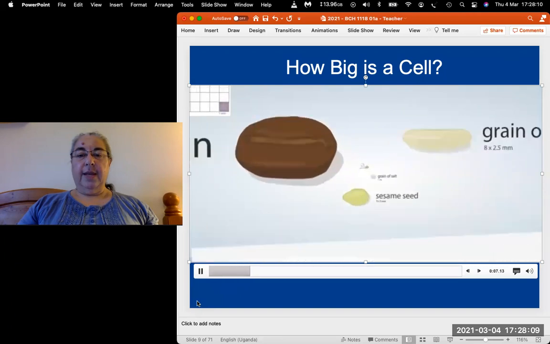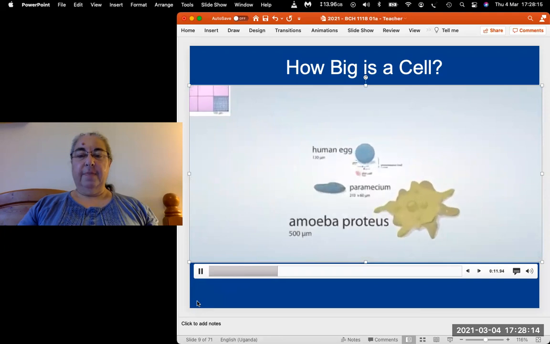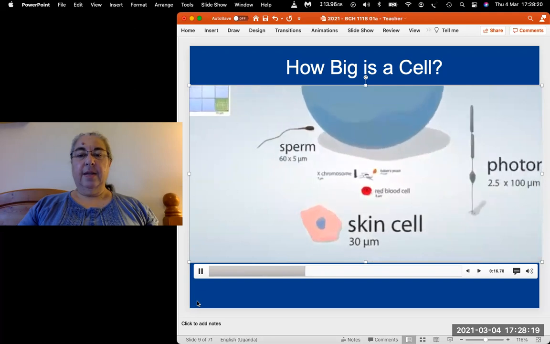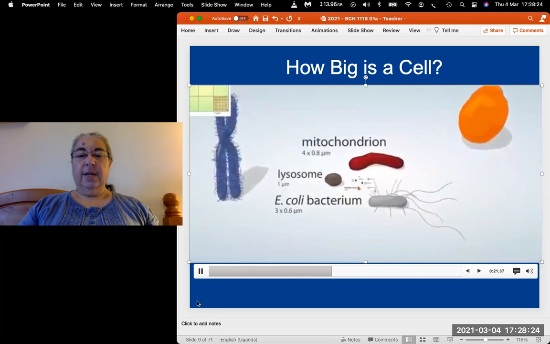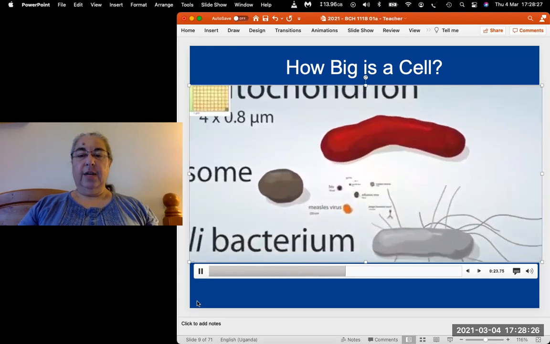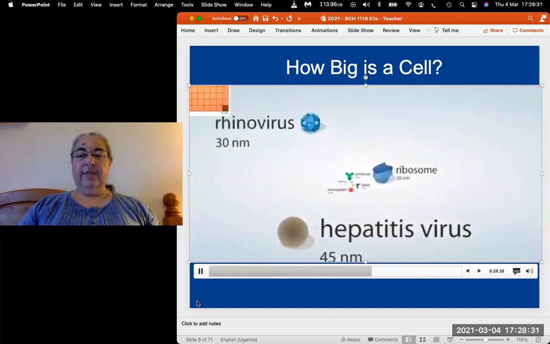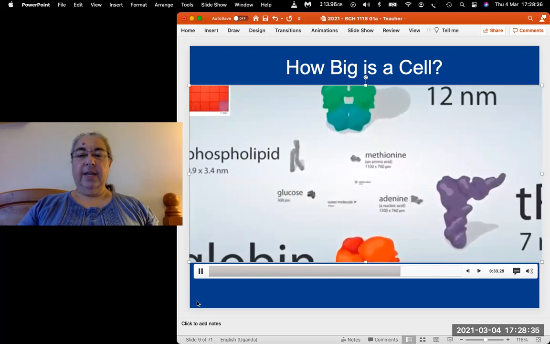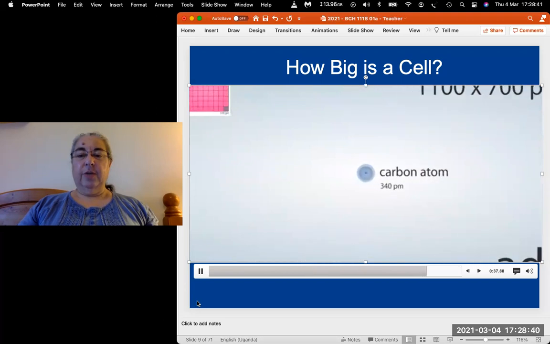So zooming in, a grain of salt, and there's the big amoeba cell, paramecium, a skin cell, a red blood cell, an X chromosome, E. coli and a mitochondrion. There's a measles virus and some other viruses. There's a ribosome, an antibody. And here we're down to small molecules and a single carbon atom.